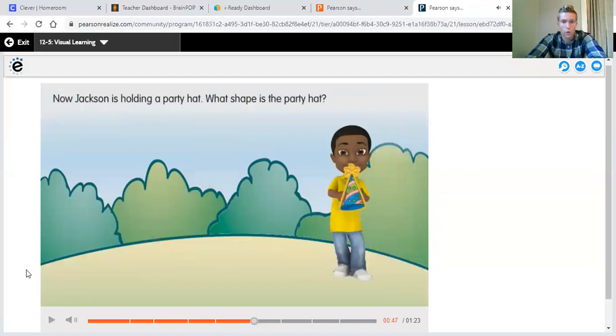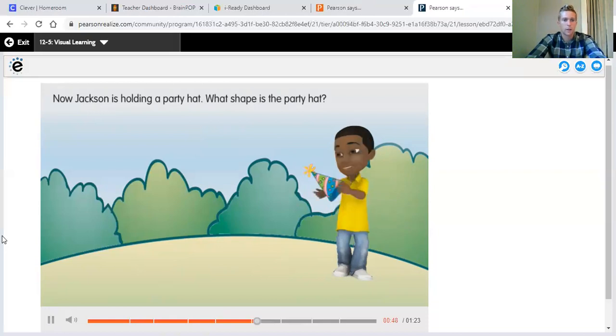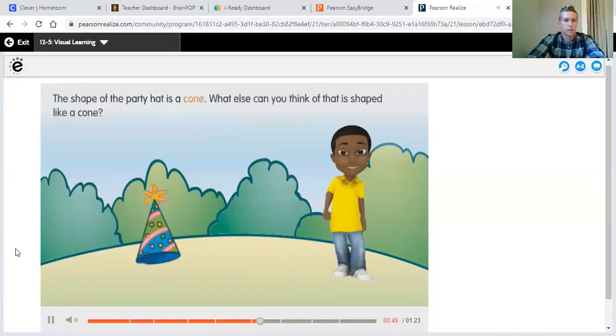Ooh, okay, so if you know what shape this party hat is, no, it is not a triangle. A triangle is a 2D shape. It is not a triangle. This is a 3D solid shape that we're talking about here. Does anybody know the answer? Raise your hand. Shout it out. Tell me what you got. Let's see if you're right. The shape of the party hat is a cone.